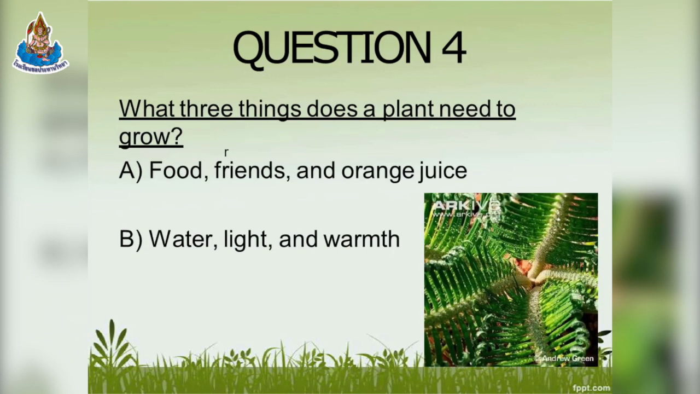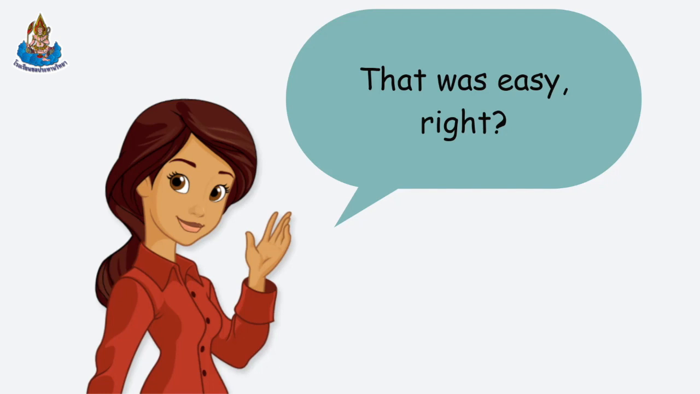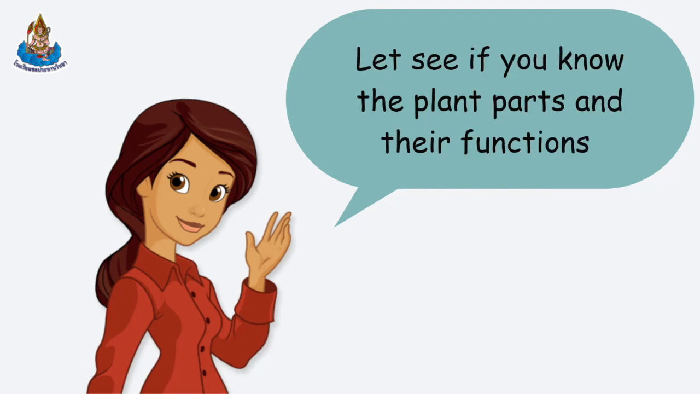Question number 4. What 3 things does a plant need to grow? Is it letter A, food, friends, and orange juice? Or is it B, water, light, and warmth? What do you think is the answer for this question? Okay, obviously it's letter B, water, light, and warmth. That was easy, right? Let's see if you know now the plant parts and their functions.